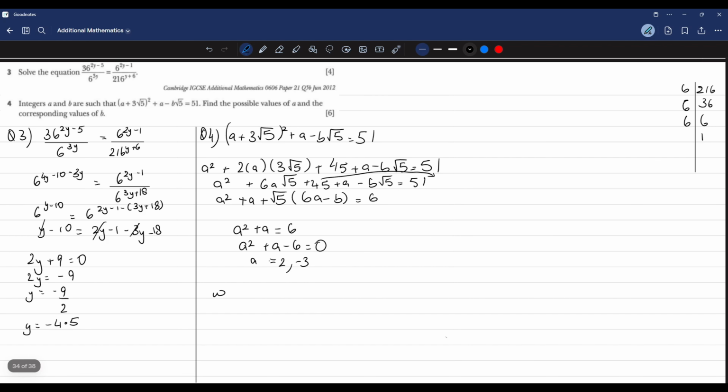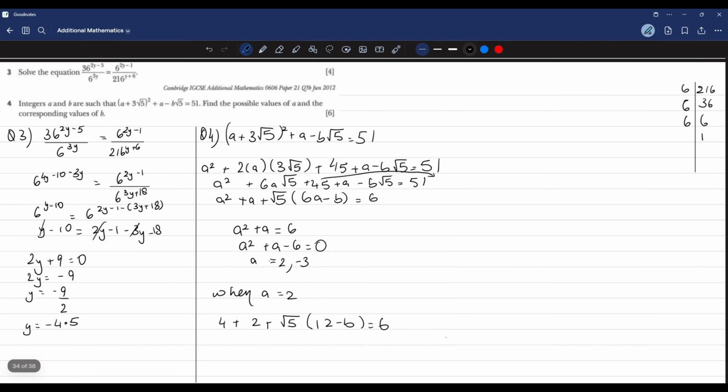Now, for these two values of a, we have to find the corresponding values of b also. So when a is equal to 2, I'm going to use my equation. 2 squared is equal to 4, plus 2 plus root 5 multiplied by 6, 2 is 12, minus b equals 6.